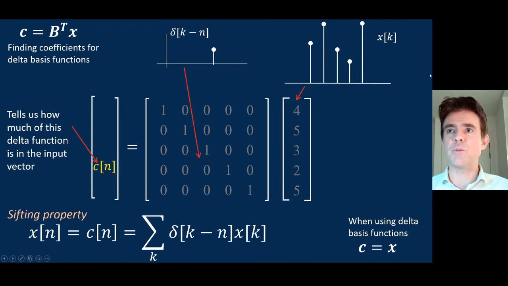So when we do the summation, we still only pick up that value, and it means we get the function evaluated at that index position n. So the sifting property says take a delta function, shift it to position n, multiply it by the function, sum up the result, and you get the function evaluated at that position n.